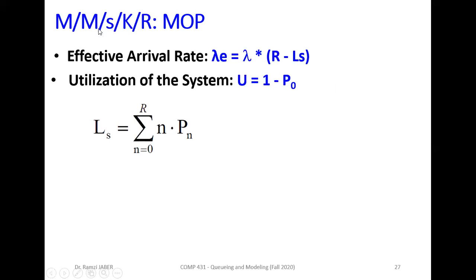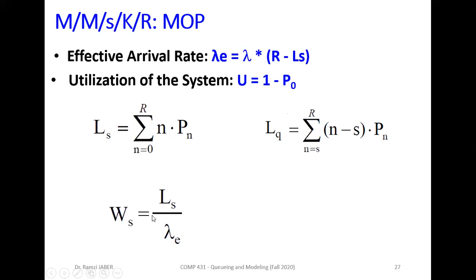So in the M/M/S/R model, LS will be the general equation, summation of nPn from 0 to R. LQ is the summation of n equal S to R, not 0 to R, from S to R, of (n minus S) Pn. So these are general equations. And we have W equal L over lambda and WQ equal LQ over lambda E. We don't have a specific equation. These are general equations. Just calculate Pn, P0, and so on.